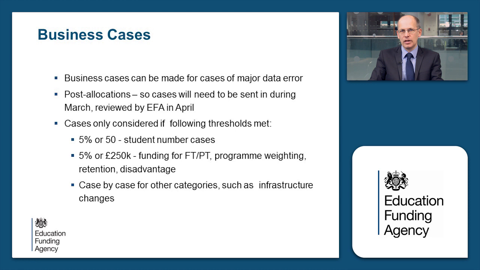It is important to note that these thresholds purely determine whether we will consider a case or not. We will then decide whether to agree the case based on the evidence provided. To allow us to get allocations out earlier to the majority of institutions by the end of February, the window for business cases will be during March, with decisions made during April.